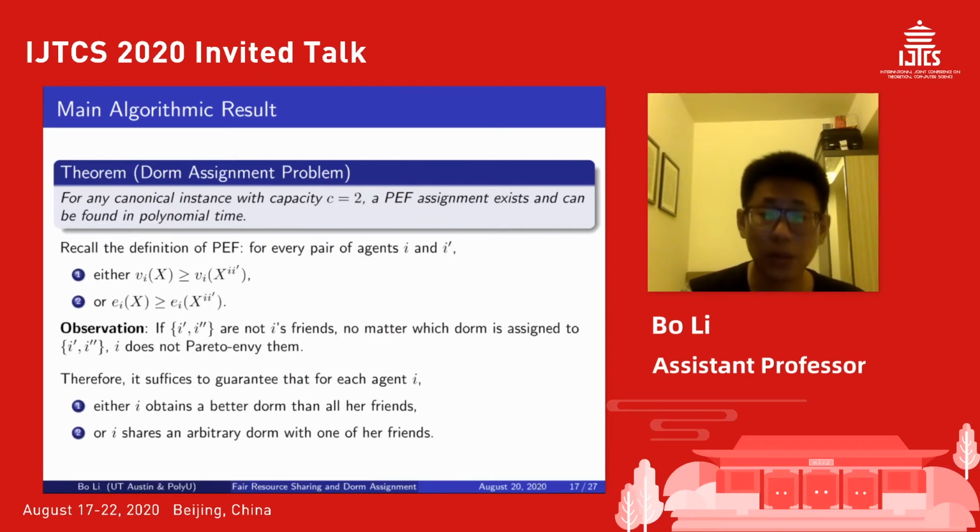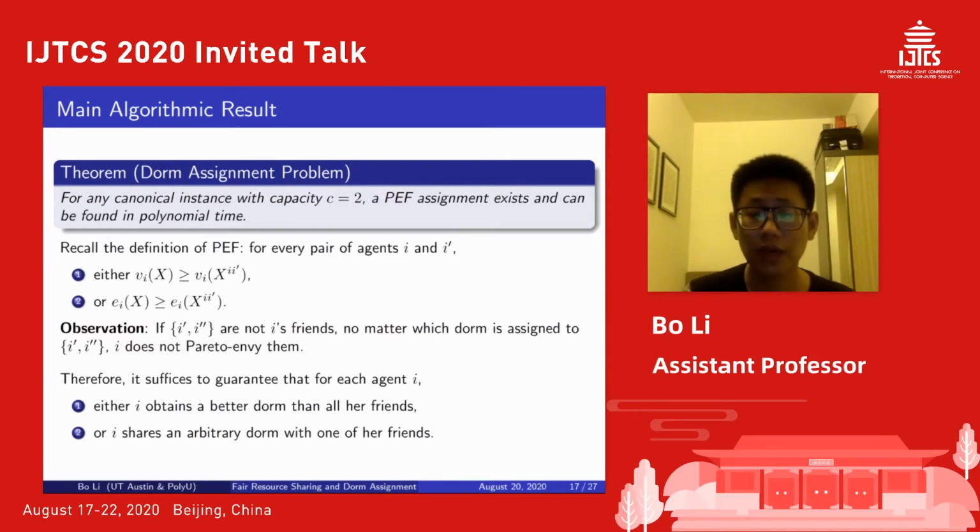Because they are friends, no matter which DOM is assigned to them, agent I doesn't Pareto envy them. If this condition doesn't hold, we check the following: or agent I shares an arbitrary DOM with one of her friends. So as long as agent I shares a resource with a friend, her external value is 1. This is the maximum she can get from the external value. So agent I will never Pareto envy any other agent.